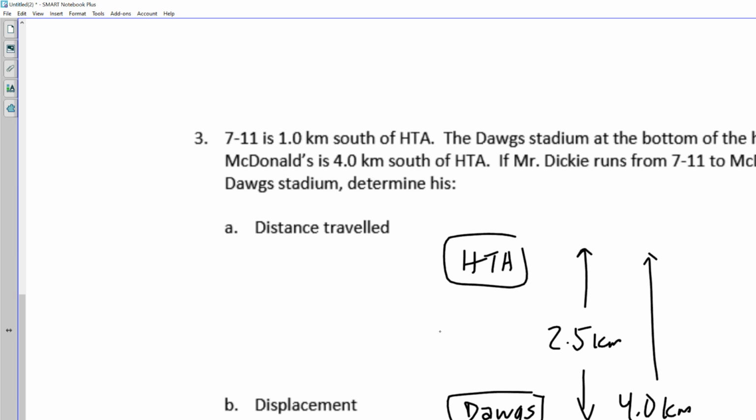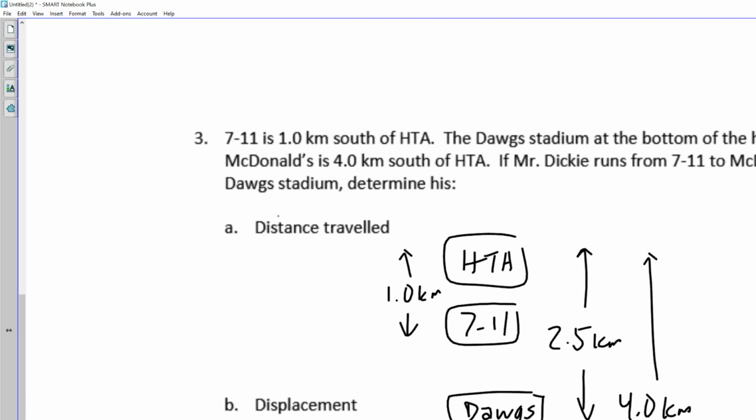Good? Let's do my displacement first. You notice I always like to do displacement first. It doesn't have to be, but let's get that out of the way, okay? The displacement is actually pretty straightforward in this one. It's final minus initial position. My final position is the dog stadium, which is 2.5 kilometers south of HTA. I'm going to say negative 2.5. And that's my final position.